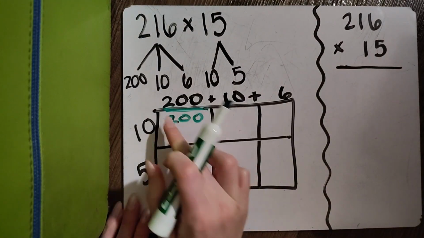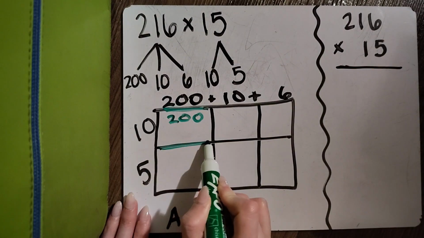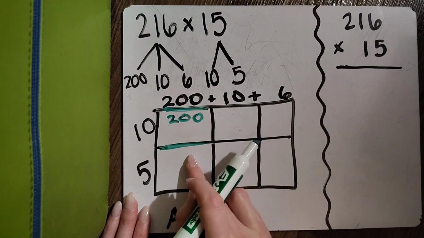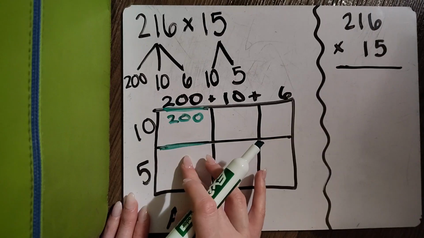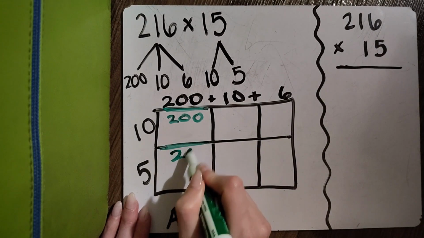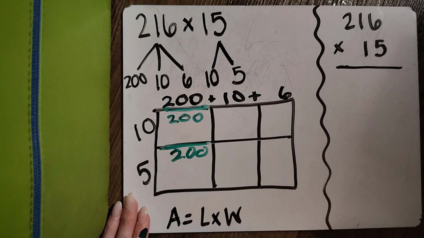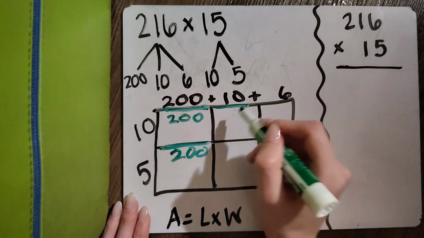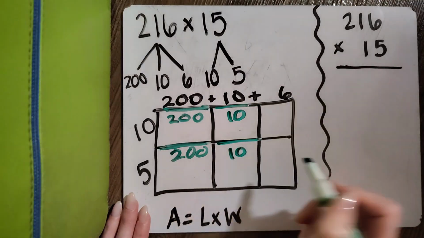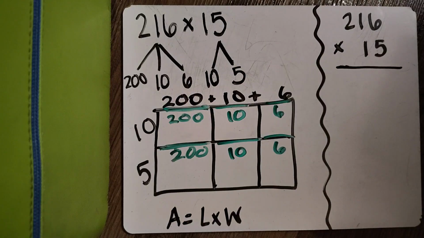That means this length of this box is 200. Now, we also have this length, but they're a part of the same box. So that means the lengths have to be what? They have to be equal. So that means this length's 200, so this length has to be 200. It's the same for our others. If this length is 10, that means this length is what? 10. This length is 6, then this one also has to be 6.